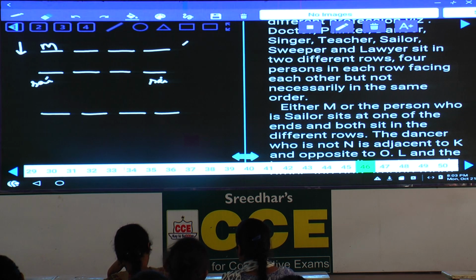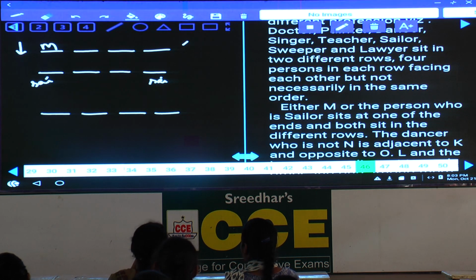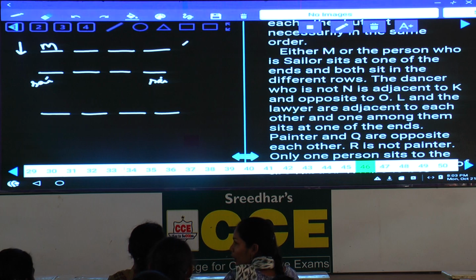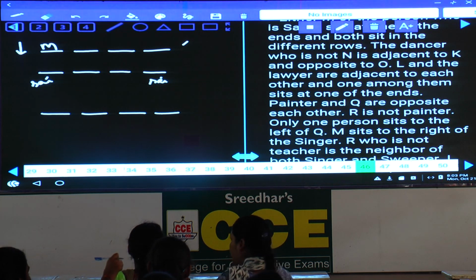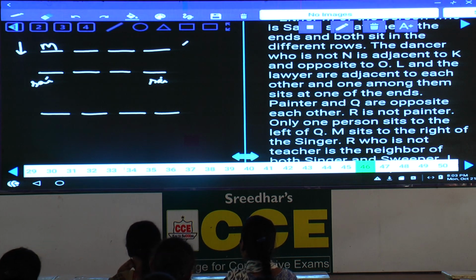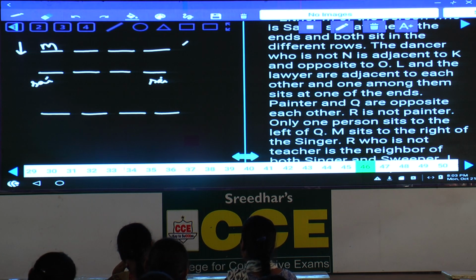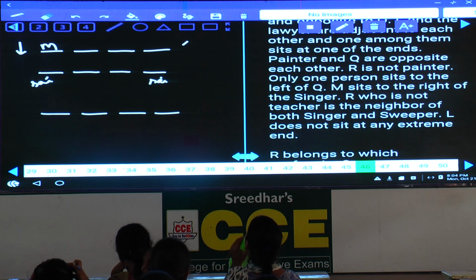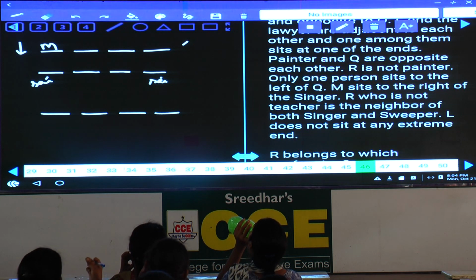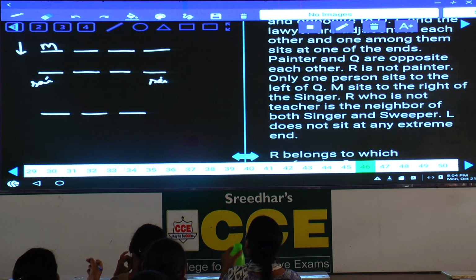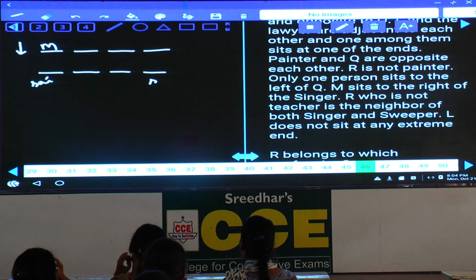Then sailor sits at one of the ends and the dancer who is not N is adjacent to K and opposite O. L and the lawyer are adjacent to each other and one among them sits at one of the ends. L and the lawyer are seated adjacent to each other and painter and Q are opposite to each other. R is not the painter. Only one person sits to the left of Q. Then how to write down this one? Only one person sits to the left of Q.